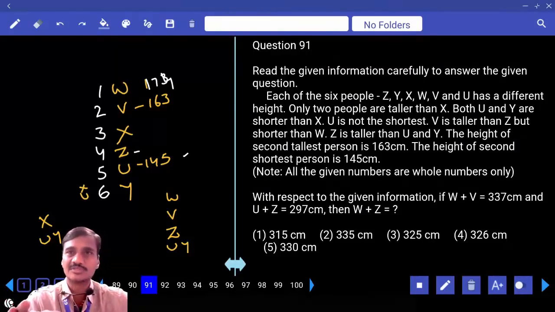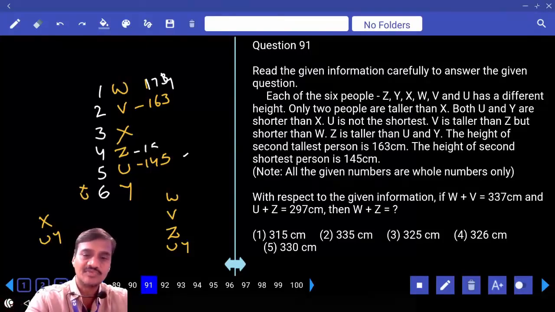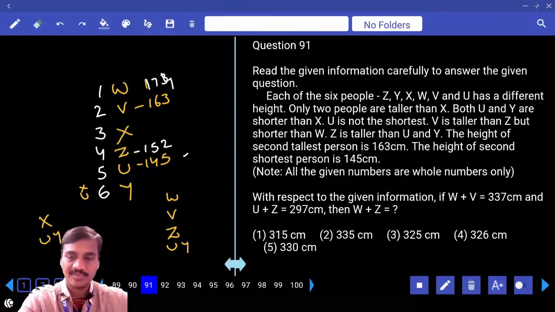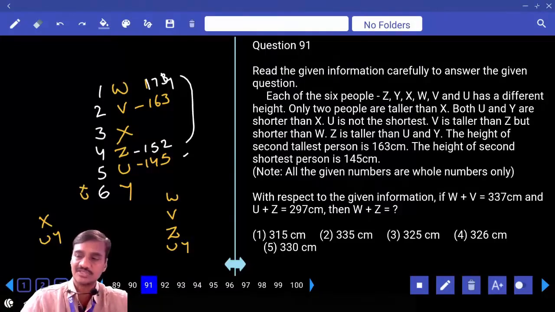Z should be what? 145 plus how much? 152, because with 155 it would exceed 300. And W and Z is so much. Now the sum of these two, 17 plus 15, 32 plus 6, 36. That is 336, last digit 326, choice 4. Done? 326, choice 4, 91.